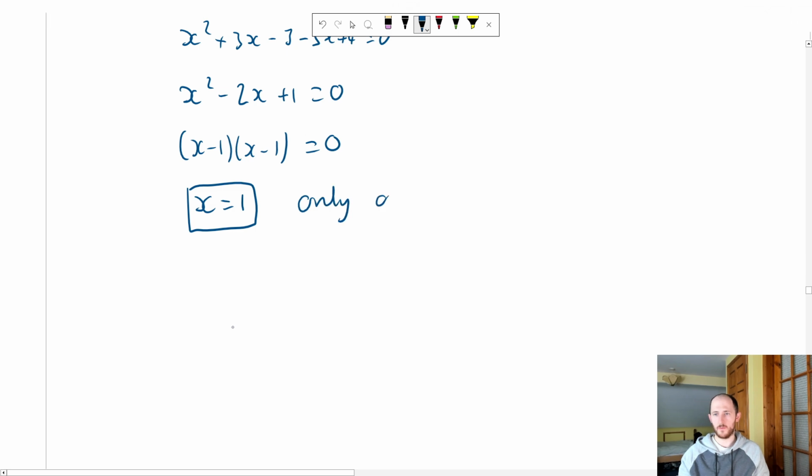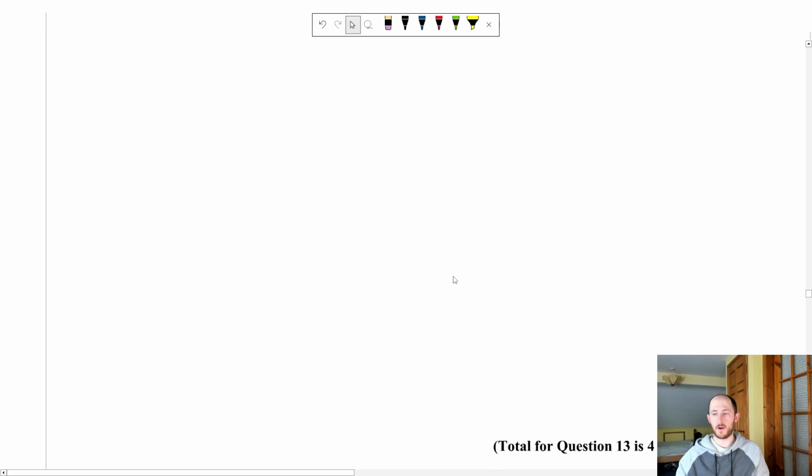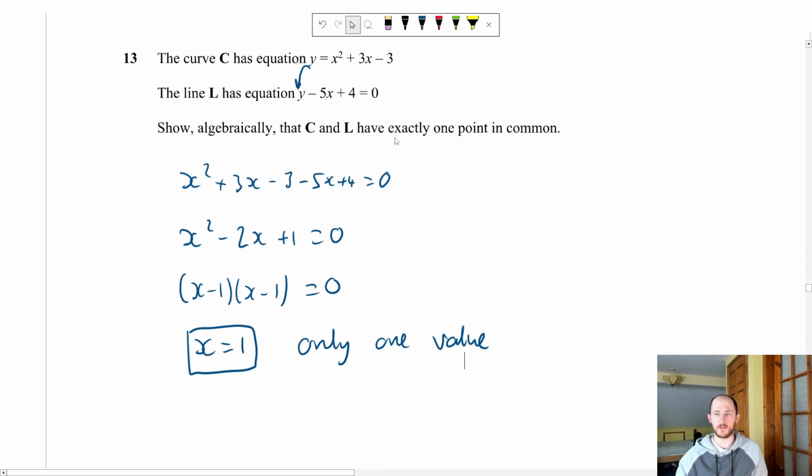Only one value. We don't even need to work out the y value because that's not actually what the question's asking. It's just saying show it only has 1. As you can see, I'll only have 1 because if I sub in one x value, I'll get one y value. And that's actually it for the question.